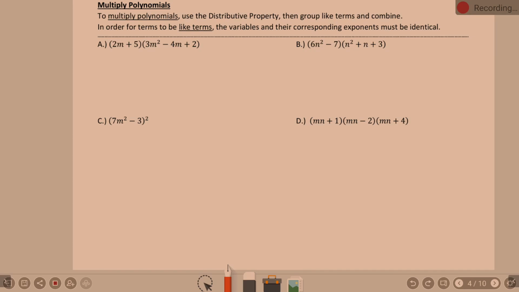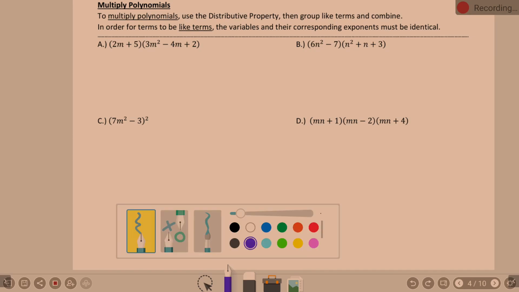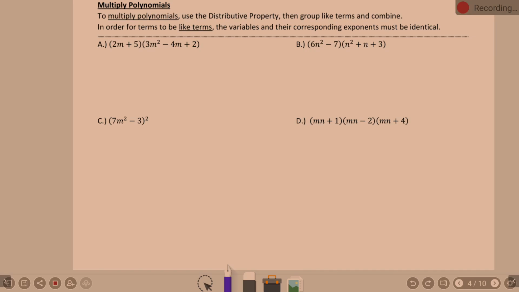Okay, so on A, 2m plus 5 times 3m squared minus 4m plus 2. I'm jumping right in. I'm not going to go with the small basic ones. If we're multiplying, what are we doing? Like the 2 goes to all 3 on the next one. Yeah, this 2m goes to all 3 pieces. And then after that 2m goes to all 3 pieces, then what? The 5 goes to all 3 pieces. Everything in the first parenthesis multiplies with everything in the second parenthesis, right?